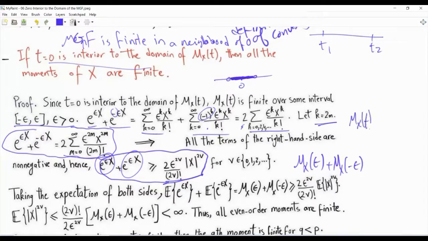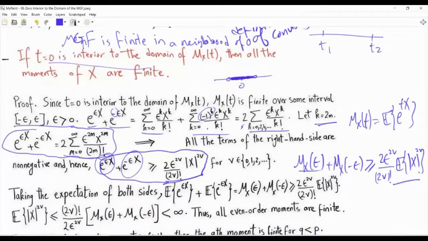Remember, M_X of t is the expectation of e to the tX. So the expectation of e to the epsilon X will be M_X of epsilon, and e to the minus epsilon X will be M_X of minus epsilon. And this is lower bounded by 2. Epsilon is just a positive number, so it remains as is in the expectation. Then we have the expectation of X to the power 2v, and so I can write it like this.